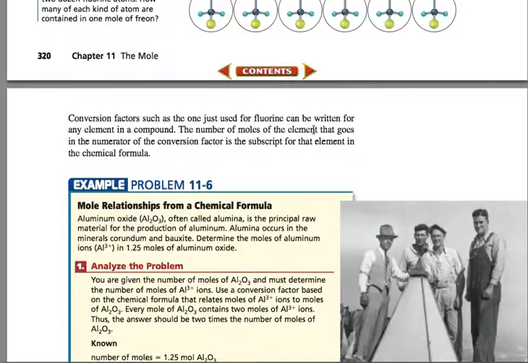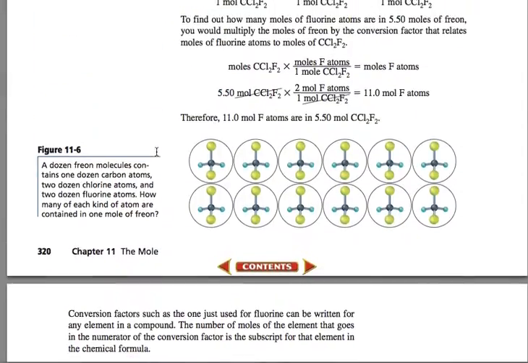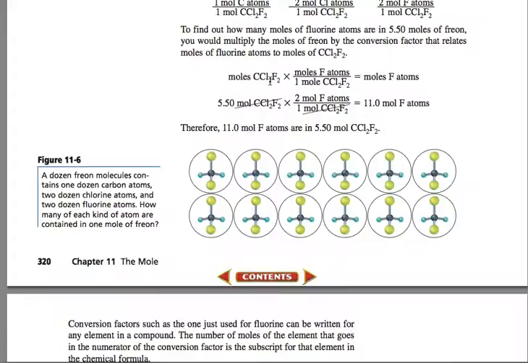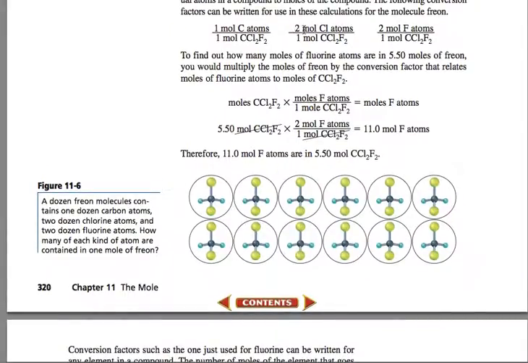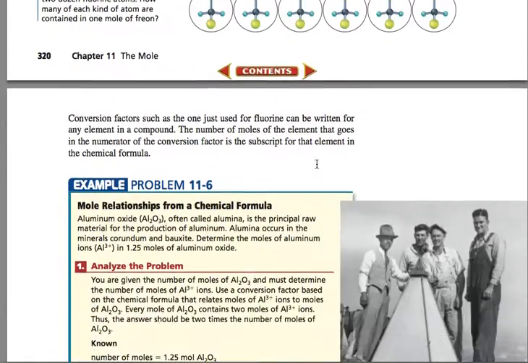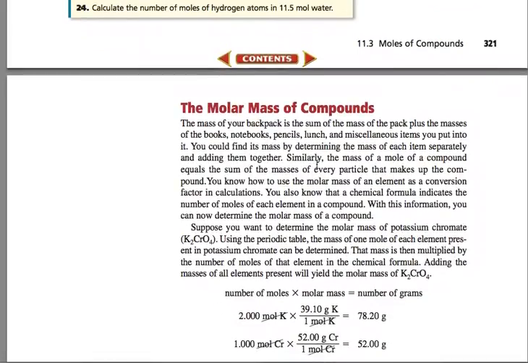The number of moles of the element that goes into the numerator of the conversion factor is the subscript for that element in the chemical formula. So here's the subscript, right down here. If the chemical formula says there are 2 chlorine, then when you write the conversion factor, you put 2 moles of chlorine to 1 mole of the compound. If this were a 5, then you'd put 5 moles of chlorine to 1 mole of the compound. There are some exercises for you to try.